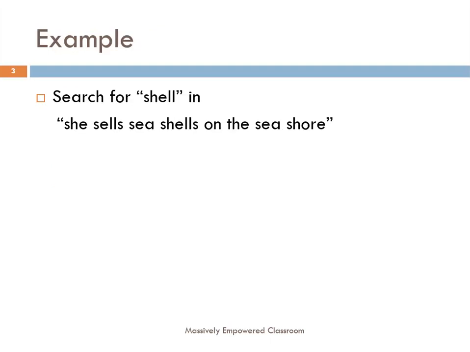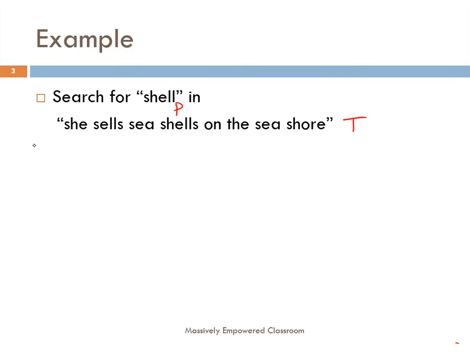So let's take this example. You must have heard of this tongue twister called "She sells seashells on the seashore." And let's say that is the text. So this is the text that is given to us, and the pattern that is given to us is "shell." We're trying to see if the pattern "shell" is present in this given string. That is the brute force algorithm we need to construct.